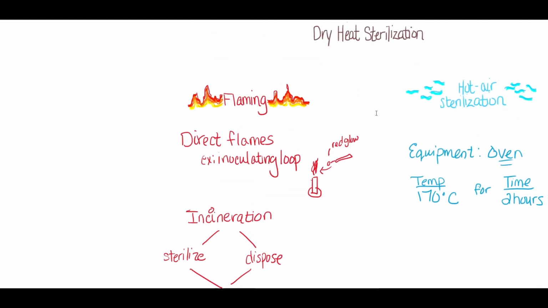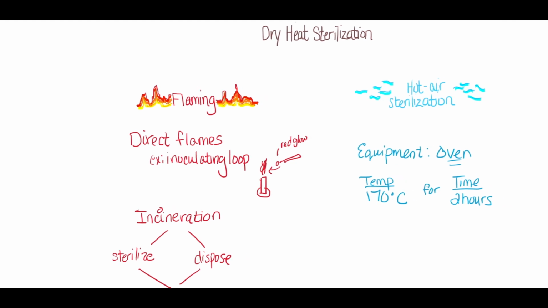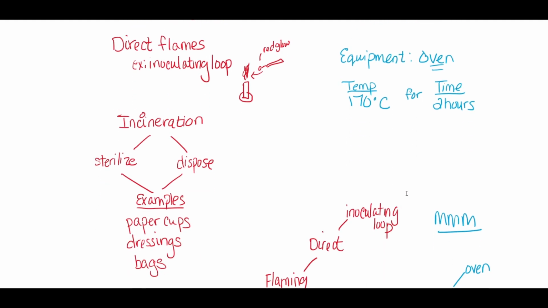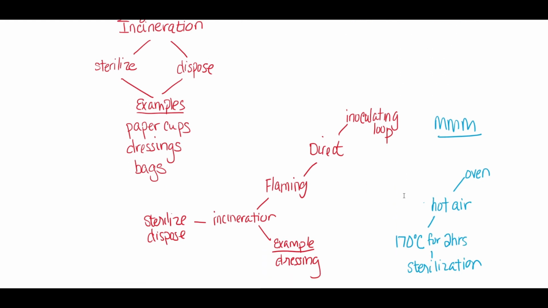With hot air sterilization, the equipment that is used is the oven. So the temperature would have to be 170 degrees Celsius for 2 hours in order to sterilize the item in the oven. Again, we're going to do some micro mind mapping.